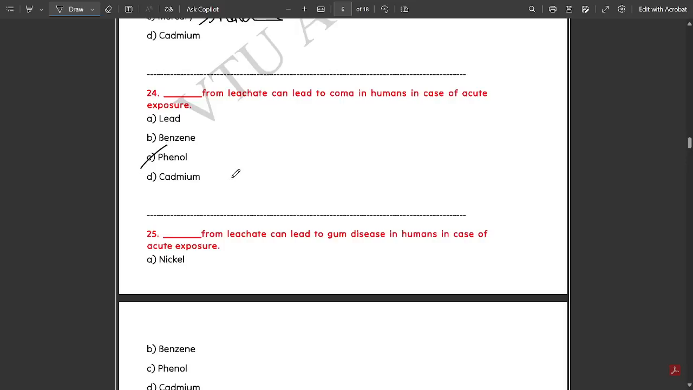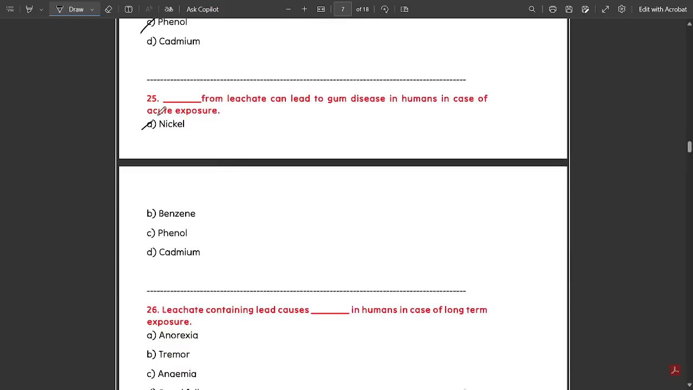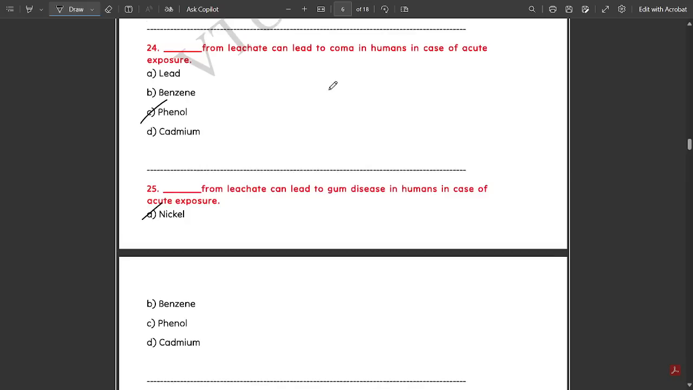Sorry, the answer is phenol here. Next question, the answer is nickel. The dash from leachate can lead to gum disease in humans in case of acute exposure. To lead to coma, it is phenol. Can lead to gum disease, it is nickel.